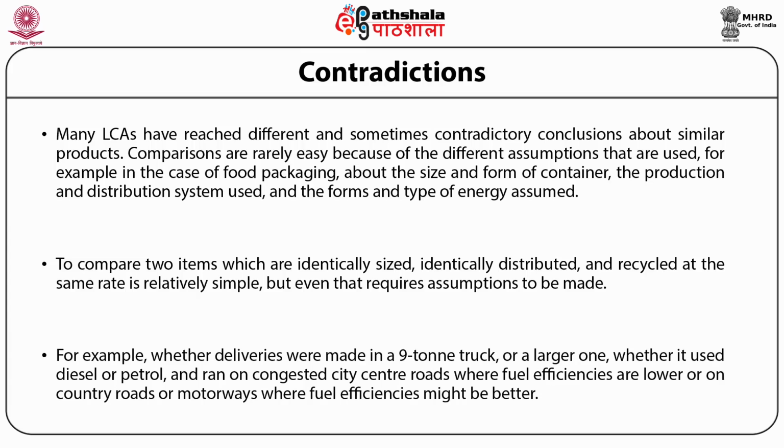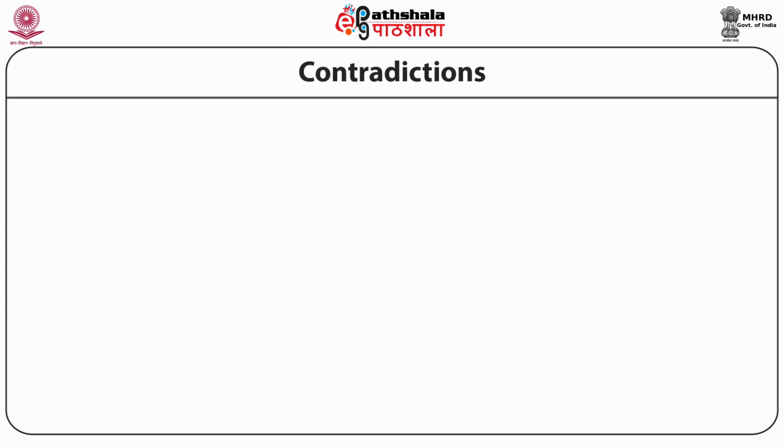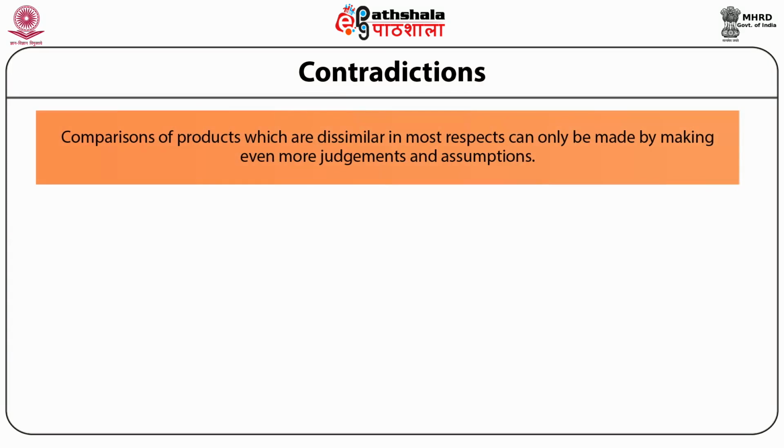For example, whether deliveries were made in a 9-ton truck or a larger one, whether it used diesel or petrol, and ran on congested city center roads where fuel efficiencies are lower, or on country roads or motorways where fuel efficiencies might be better. Comparisons of products which are dissimilar in most respects can only be made by making even more judgments and assumptions.